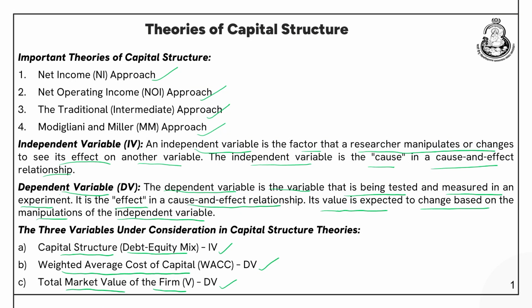We try to see how the capital structure, or the debt equity mix, has an impact on the weighted average cost of capital. If we increase the proportion of debt, does it increase or decrease the WACC? Or does it increase or decrease the total market value of the firm? Ideally, the weighted average cost of capital should be as low as possible and the market value of the firm should be as high as possible. The relationship between the weighted average cost of capital and market value is an inverse relationship.